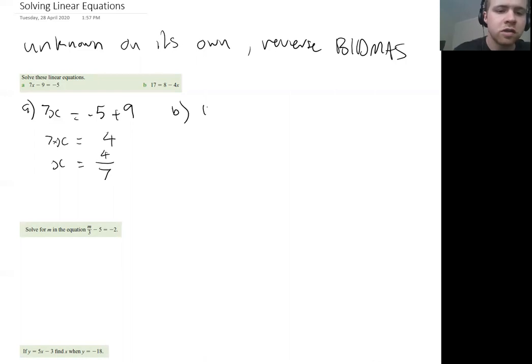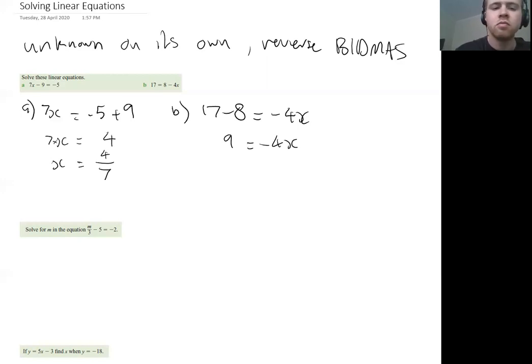We're going to move it over to the other side because 17 minus 8 equals -4x. So the -4x stays the same. We're just moving the 8 across first. 17 minus 8 is going to be 9, and that stays the same.